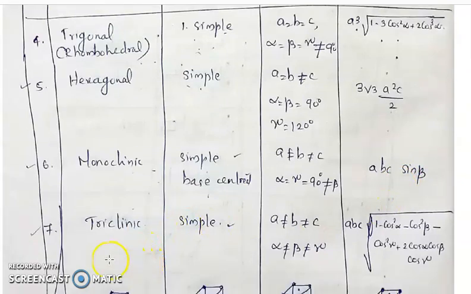Then the seventh type of crystal lattice is triclinic, in which only one possibility is there, that is a not equal to b not equal to c, and alpha not equal to beta not equal to gamma, and the volume is abc into root of 1 minus cos square alpha minus cos square beta minus cos square gamma plus 2 cos alpha cos beta cos gamma.